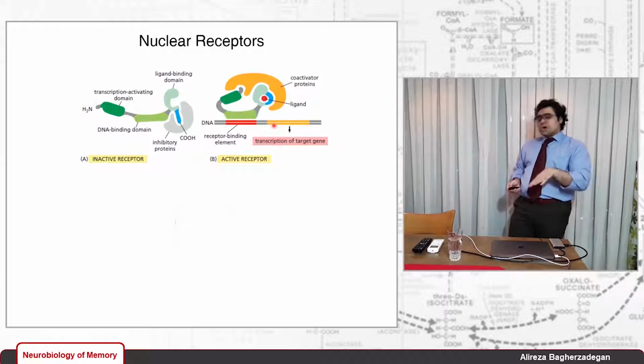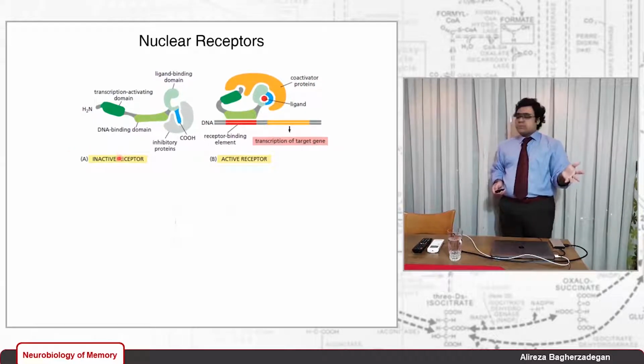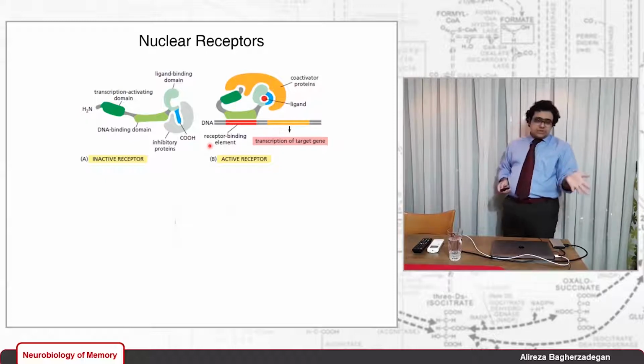gene. In another scenario, which is not shown here, instead of this co-activator protein, some co-repressor proteins may bind, and they actually inhibit the transcription of a gene. So, it's not shown here, but it's another case. So this is the general structure.